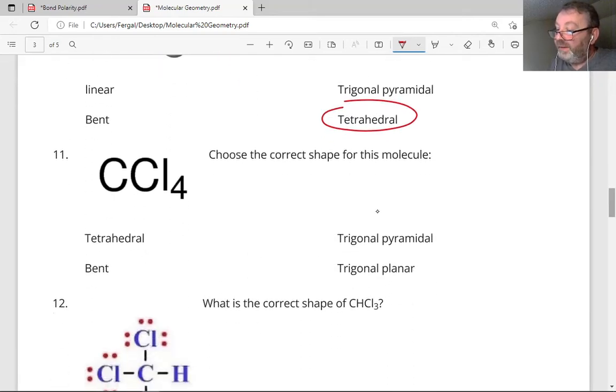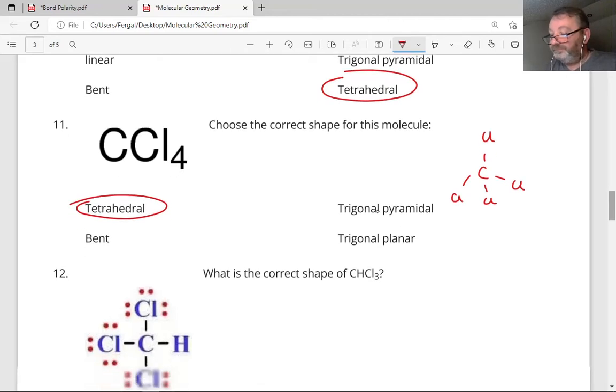CCl4. Choose the correct shape for this molecule. Well, C is going to be in the middle. You've got Cl, Cl, Cl, and Cl. So there are 4 electrons around the center of carbon. Each one of those 4 goes and holds a chlorine in place. So there are no spare electrons around carbon. That means that the 4 chlorines distribute themselves under regular geometry, which is obviously, yes, tetrahedral.